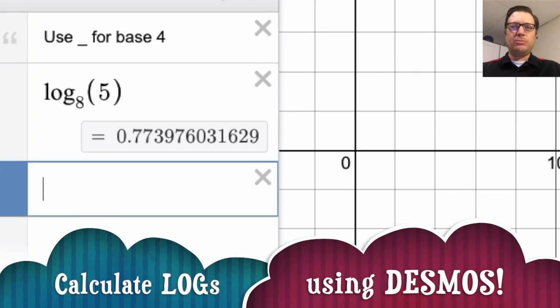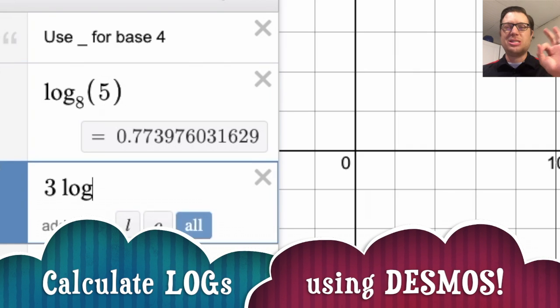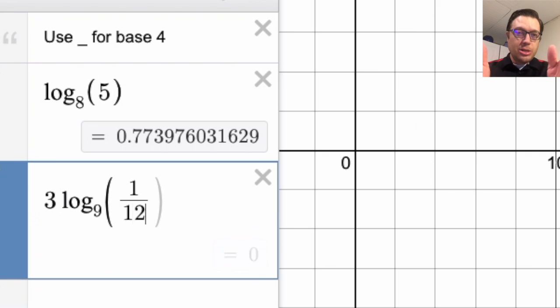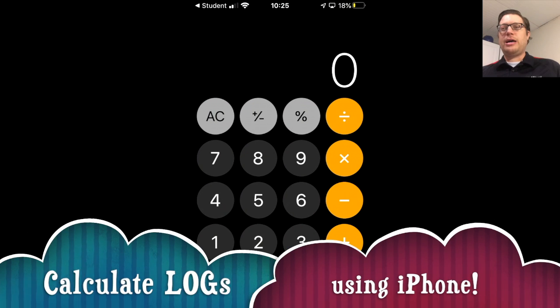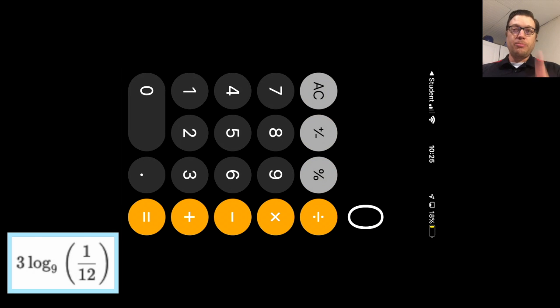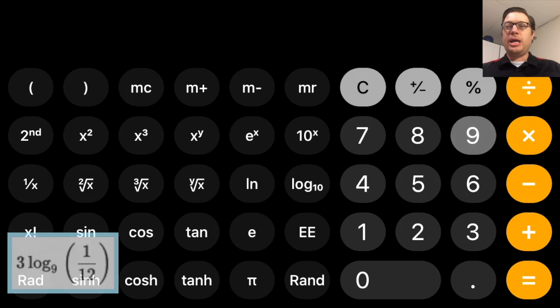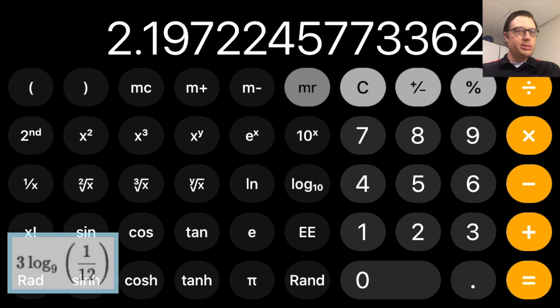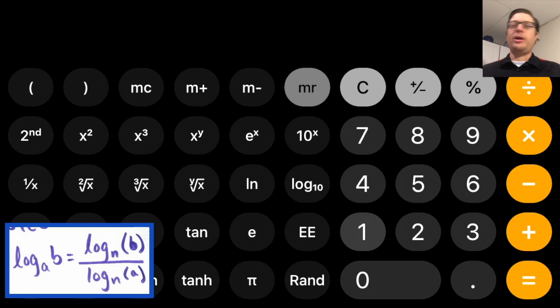This one's got a little bit more struggle, but if you go to Desmos straight away, Desmos is amazing. You're able to plug it all in, use the underscore to do the lower base value. It will work on the iPhone. It's a pain in the butt, but it will. Turn it sideways, and the first thing you got to do is natural log the base, or common log base 10, and then you got to m plus it, so it's now stored in memory.